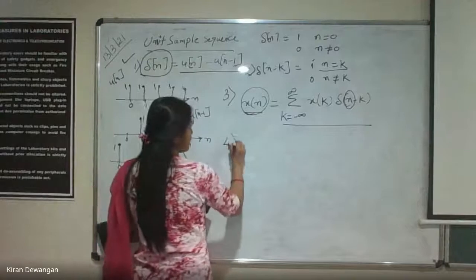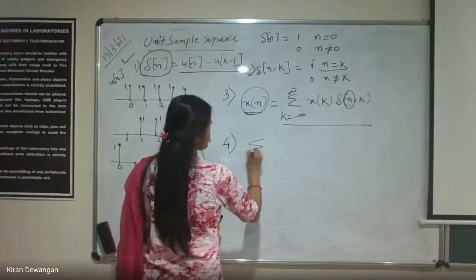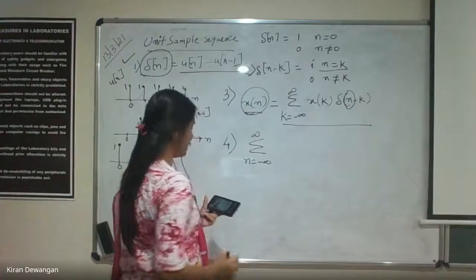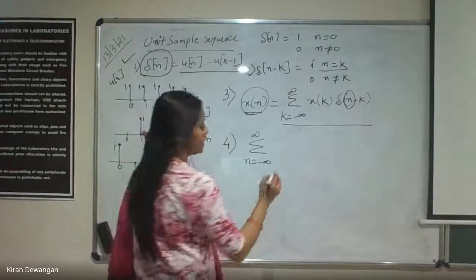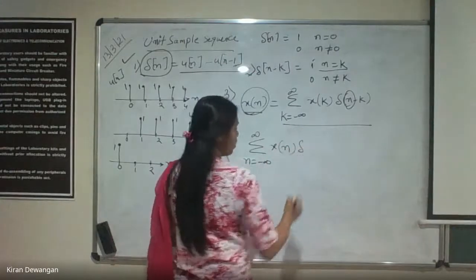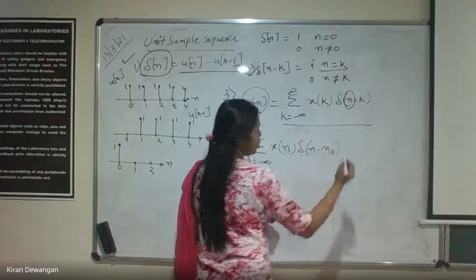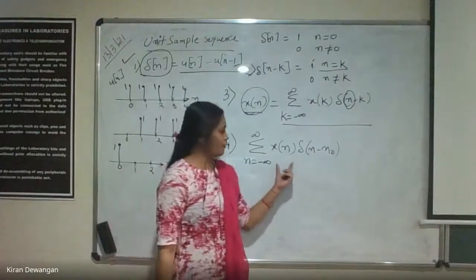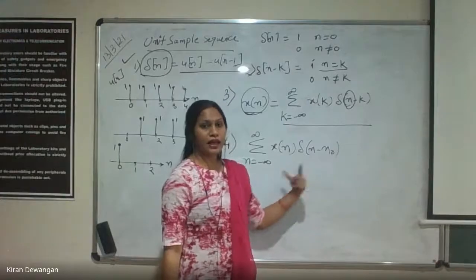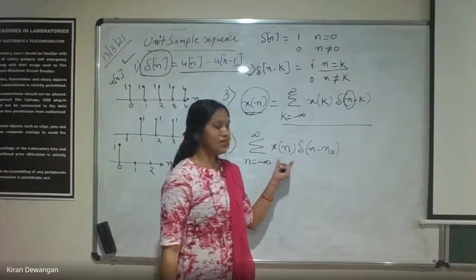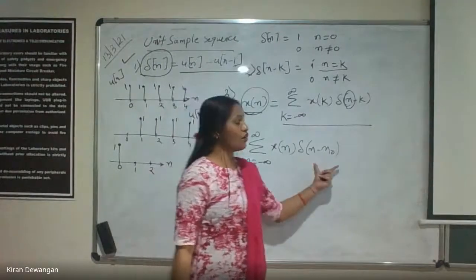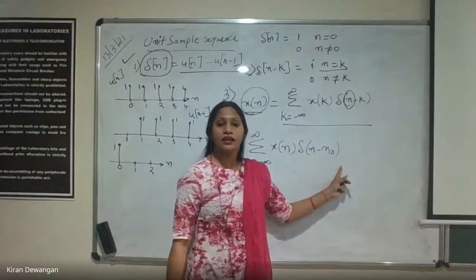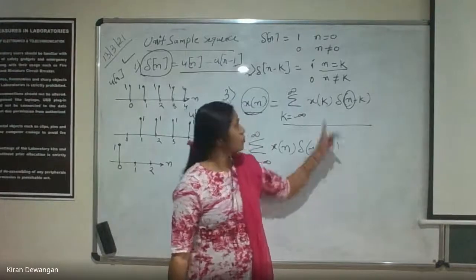And the fourth property says that the summation, n equals minus infinity to infinity, of x[n] δ[n − n0]. Now in this one, this is the summation of x[n] into δ[n − n0], so actually it's a multiplication. We are multiplying x[n], which is any sequence, and δ[n − n0], which is another sequence. Now we know that δ[n − n0] exists only at n0. It will be shifting by the value n0 because of this property.